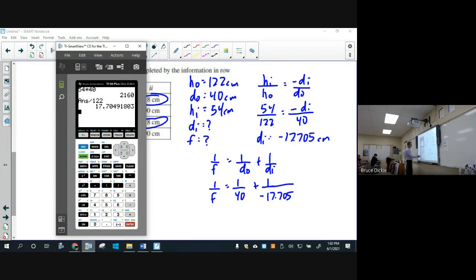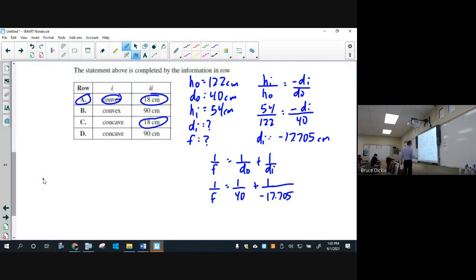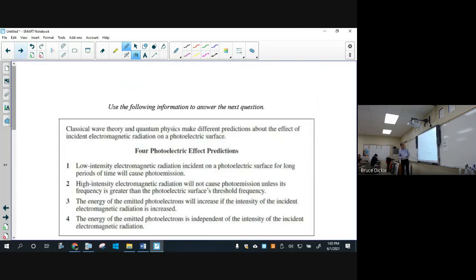So let's say 1 over 40. Let's add 1 over negative 17. Or you could just subtract 1 over positive 17. Put that over. Negative 30. I don't even care what the number is, except that it's negative, right? A negative F tells me it is diverging something. Diverging lens, diverging mirror. If it's a mirror, it's convex. Whew. Getting there.